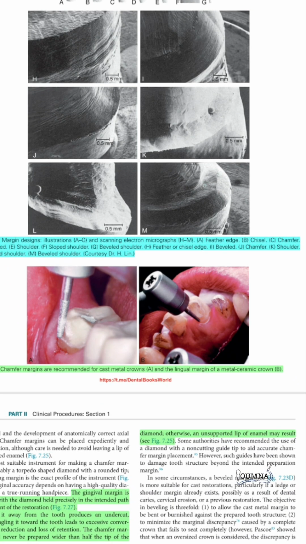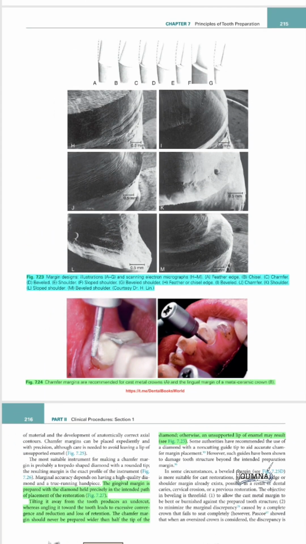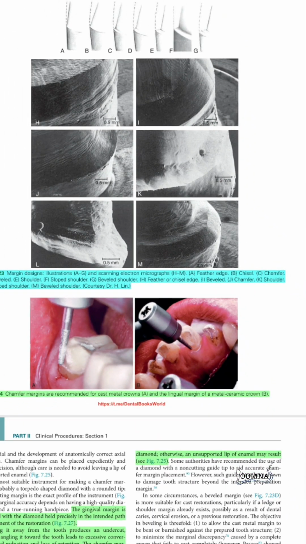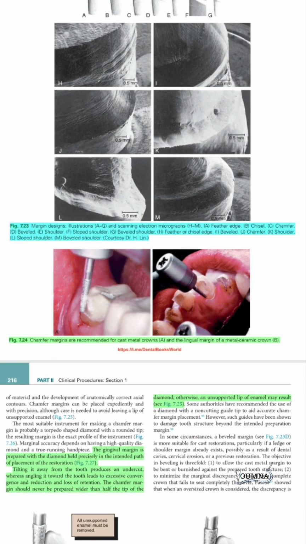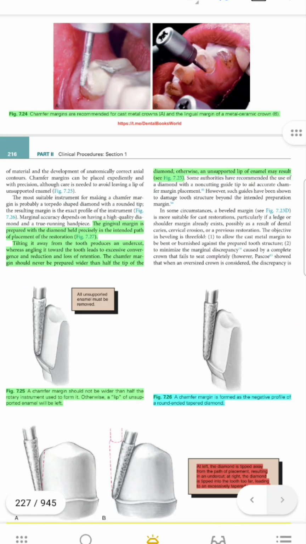The beveled shoulder is very esthetic, but we must take into consideration the biological width, which we should not invade when we use this type of preparation. The chamfer margins are recommended for cast metal crowns.